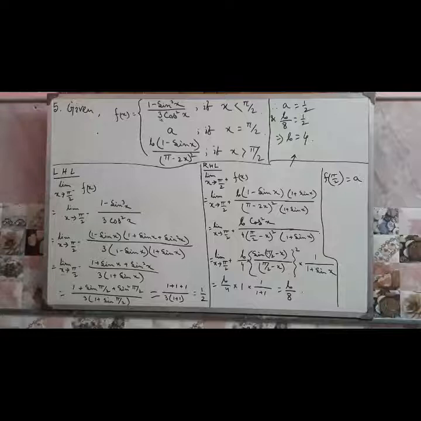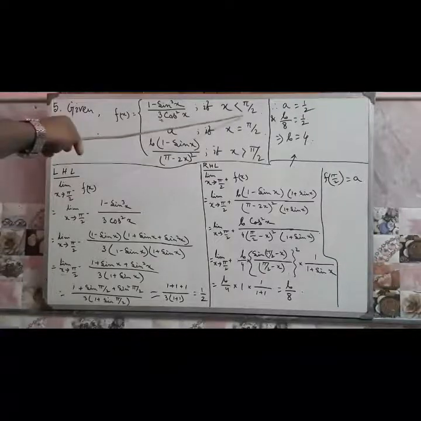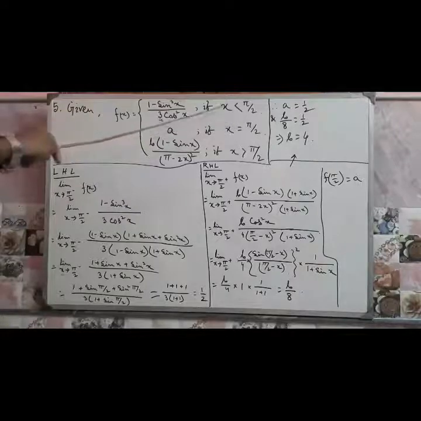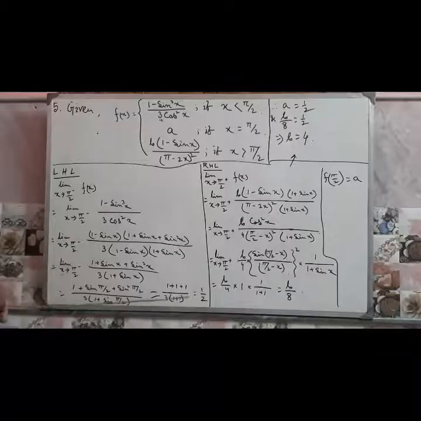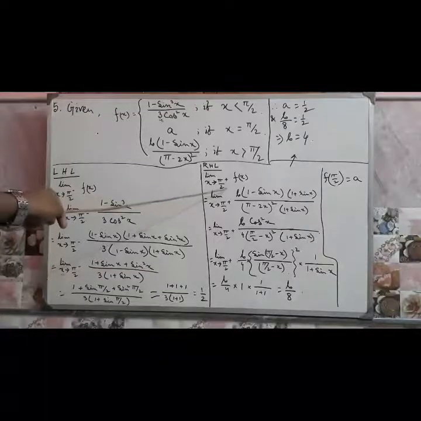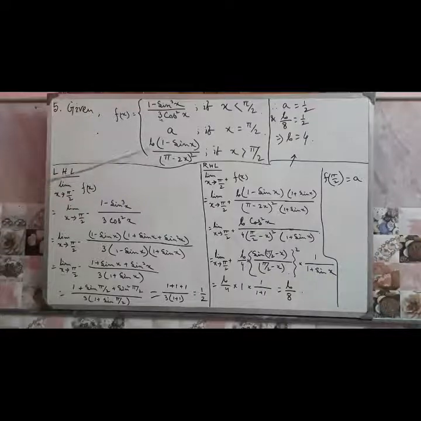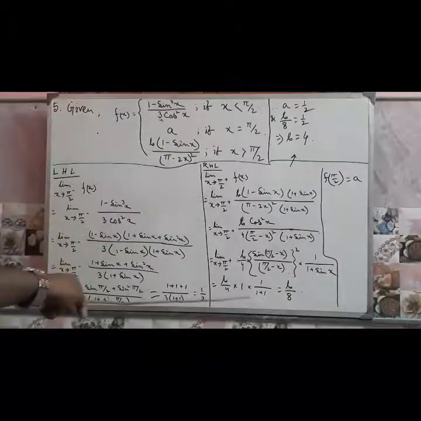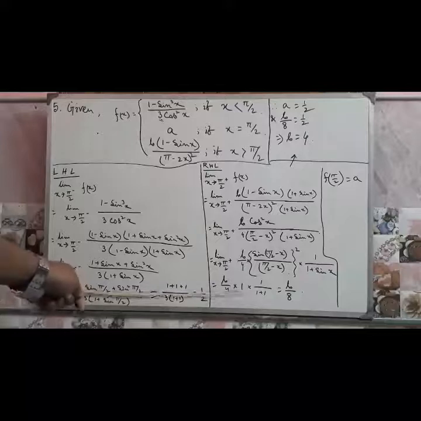For x tends to pi by 2 minus, the value of x is less than pi by 2. So we took the functional value as this one, as the condition given is x less than pi by 2, and we find the value of the limit, which is equal to half. After that the right hand limit, that is x tends to pi by 2 plus, means the value of x is greater than pi by 2. So we took this one as the functional value and we find the value of the right hand limit.